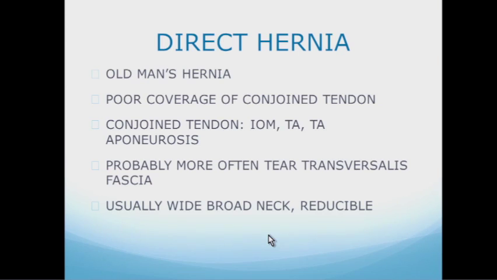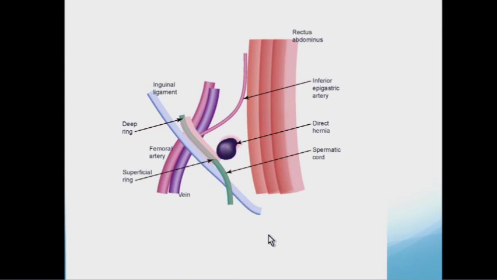These probably occur because of a tear in the transversalis fascia and ultimately can tear the transversus muscle and the other layers. They usually have a wide, broad neck and are completely reducible, especially when the patient is supine. The hernia contents will just fall back into the abdominal cavity. So this is an example of the location. The purple blob shows you where a direct hernia occurs. Oftentimes they're closer to the rectus abdominis muscle, but they're generally in the lower part of that triangle.